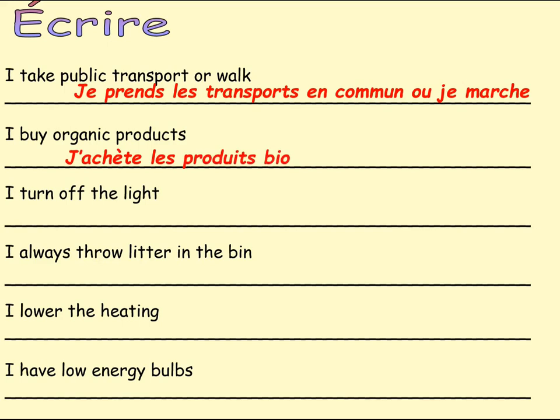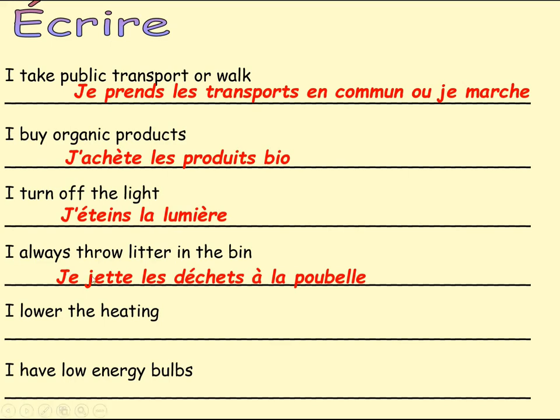Éteindre was a bit irregular. We do take off the RE and add an S because it's an RE verb, but we also take off the D. J'éteins la lumière. I always throw litter in the bin. Je jette les déchets à la poubelle. And then the toujours would go here. So je jette toujours les déchets à la poubelle.